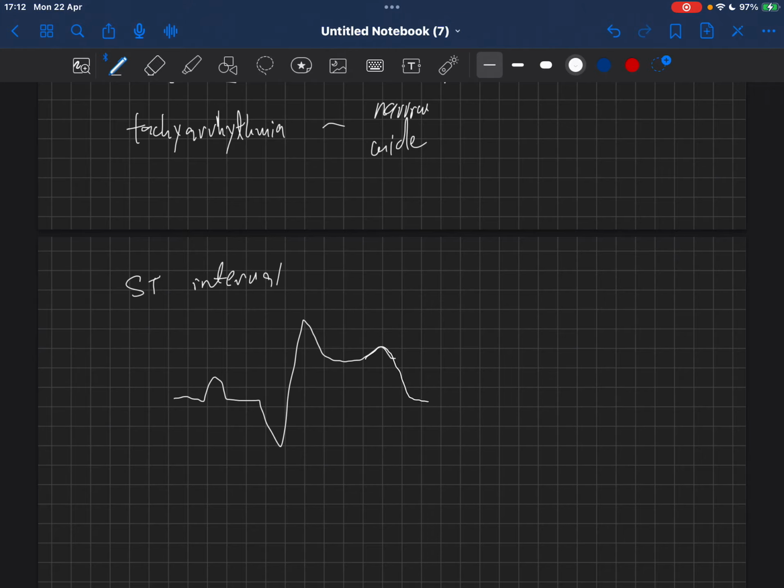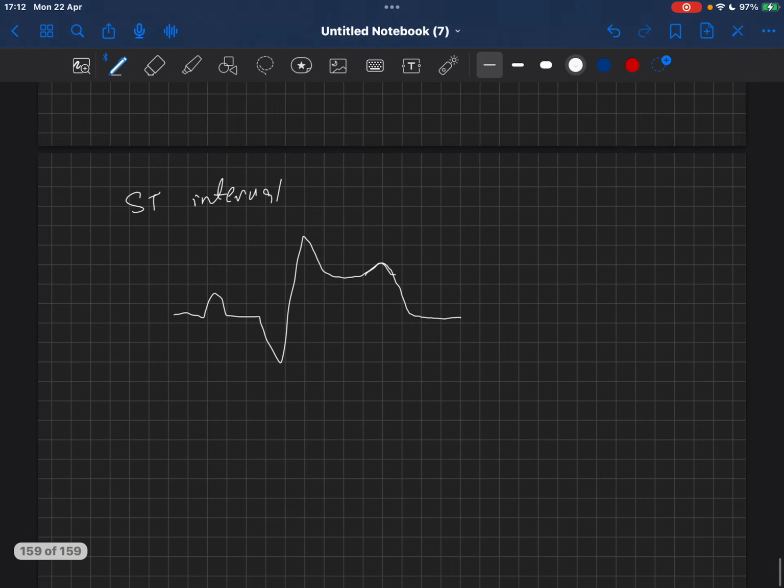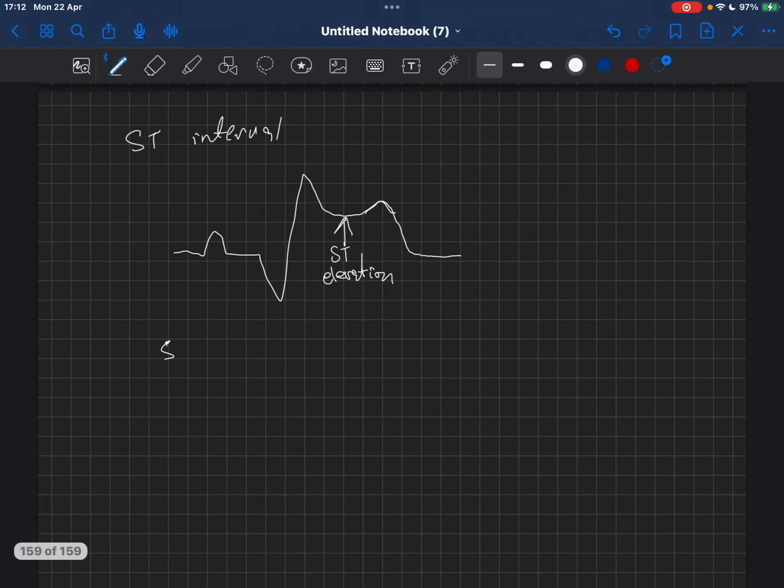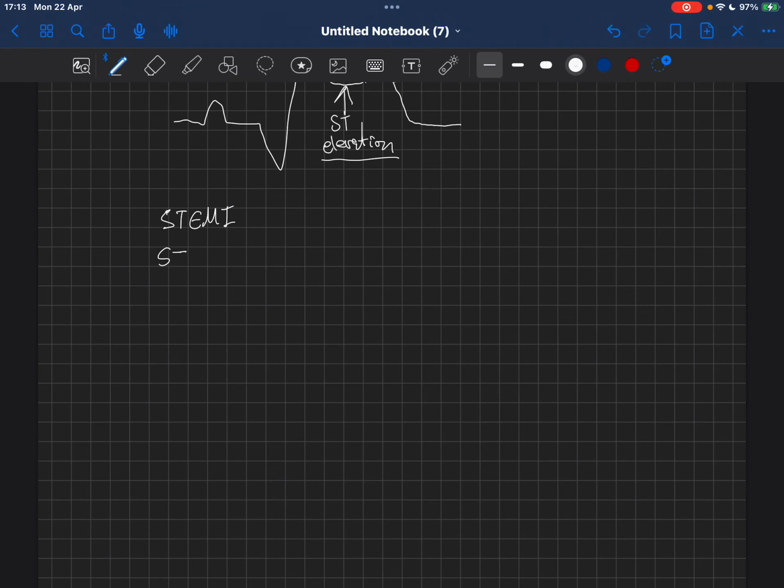Oh, look at this. We have the T wave here. And what happened to the ST segment? It elevated. This is ST elevation, and it is seen in some pathologies like STEMI, which is ST elevation myocardial infarction, which is a myocardial infarction where the sign in the ECG is the ST segment elevation.